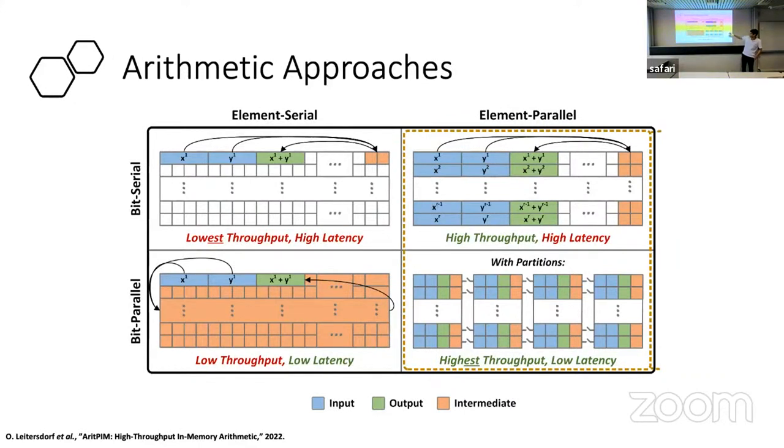Lastly, we're going to talk a little bit about bit parallel, element parallel, which is where we try to use partitions to get the best of both worlds. We're both going to work on all the rows at once, but we're also going to try to utilize partitions to perform multiple gates of the same arithmetic function at the same time.